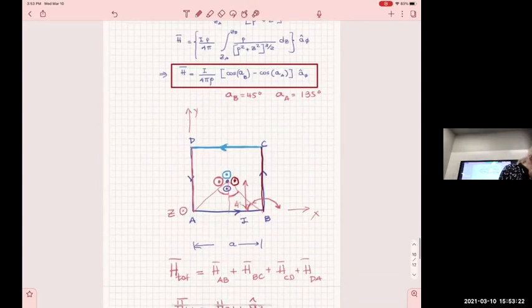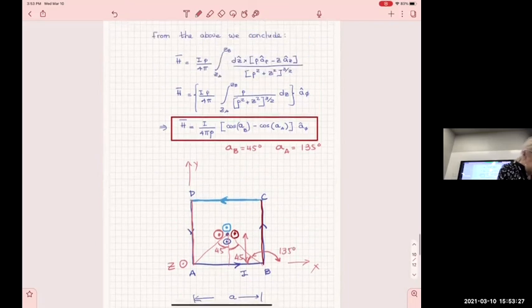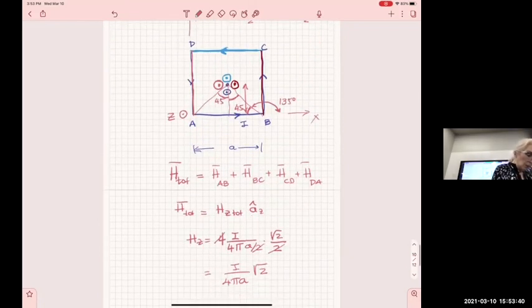Here, 45, 45, 135. And this is going to be square root of 2 over 2, this is going to be minus square root of 2 over 2. But minus and minus gives plus. So it's going to be 2 times, did I put times 2? Okay, so it's going to be I pi a square root of 2, something like that.